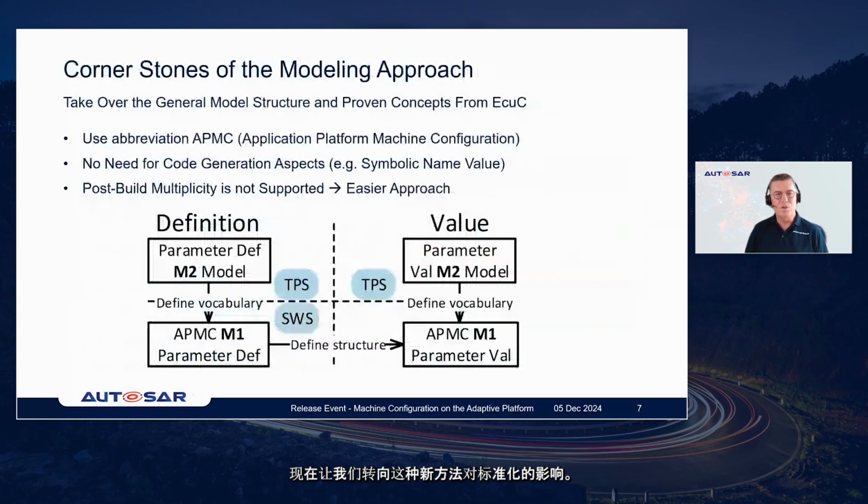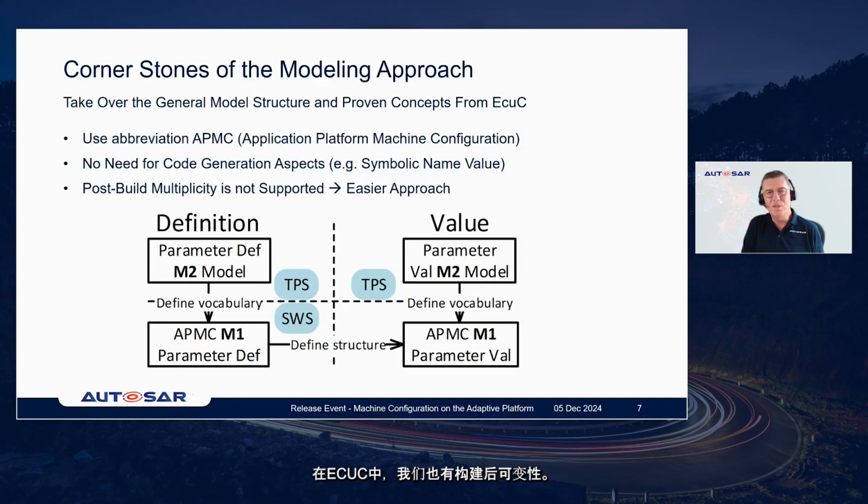So let's now switch to the impact of this new approach to the standardization. As I mentioned before, I already mentioned the term ECUC, which is used on the classic platform, which is basically the role model for our new approach. This is more or less taken over into APMC, but in a much simpler form. So ECUC needs to take care of some code generation aspects. So for example, to consider this symbolic name value approach.